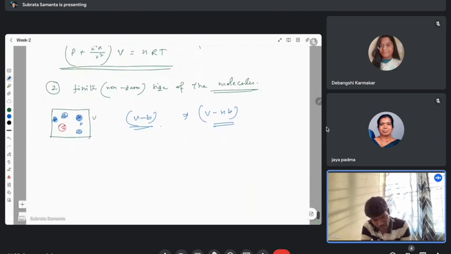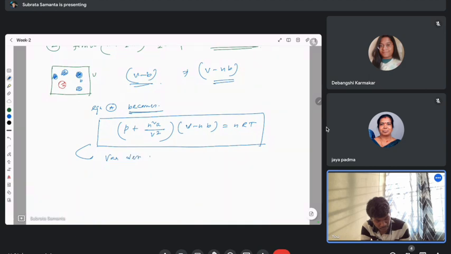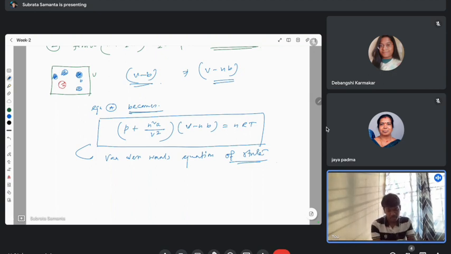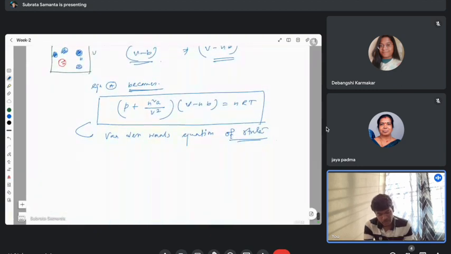So now, therefore, let's say this is equation A. Equation A becomes P plus n squared a by V squared, times V minus nb, equals nRT. This is our van der Waals equation of state, considering the finite size of the molecules and the attractive interactions between the molecules.